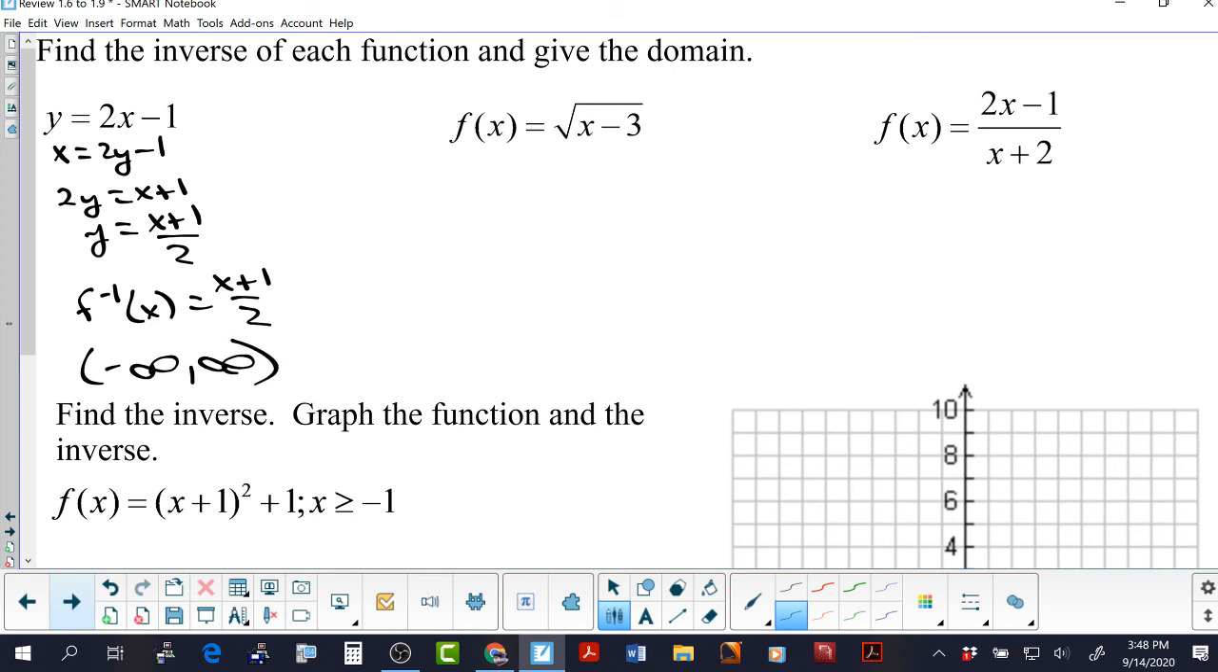It's a line. Here we have half of a parabola. So 1, 2, 3, 3 to the right. There's the graph of f of x. So let's do the inverse.